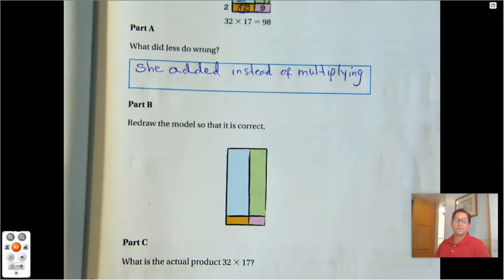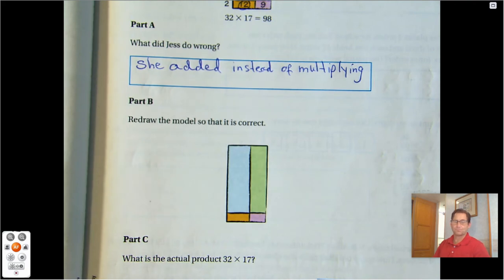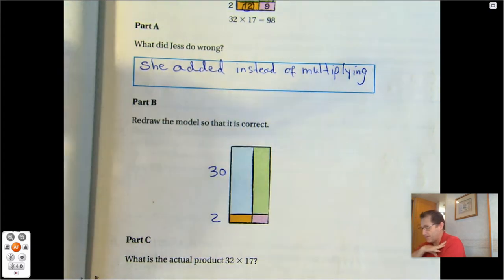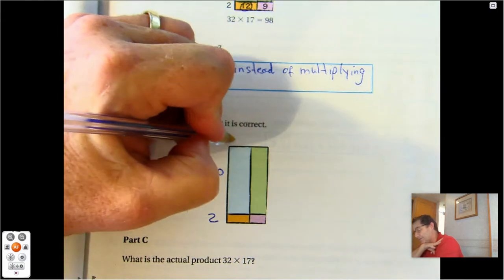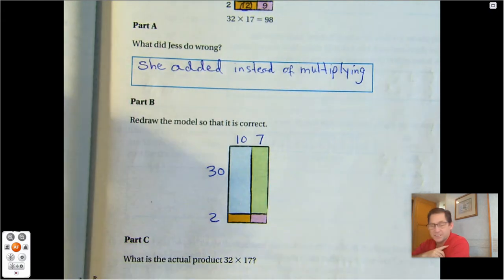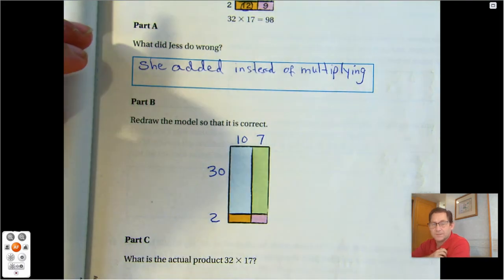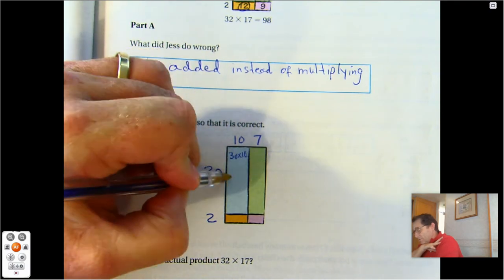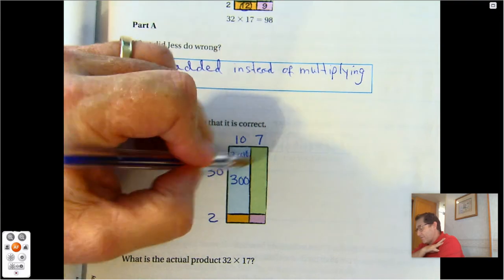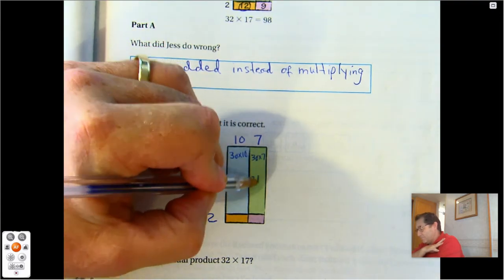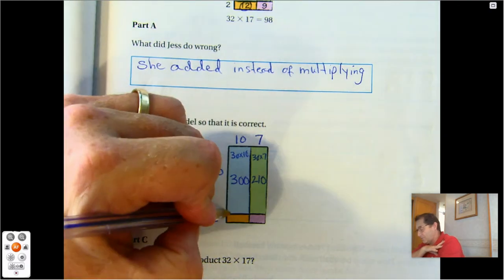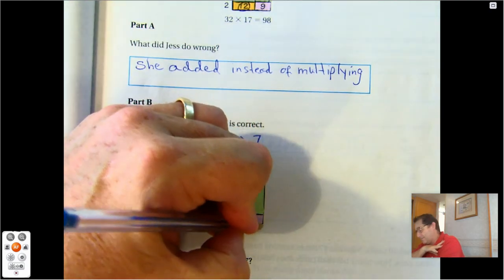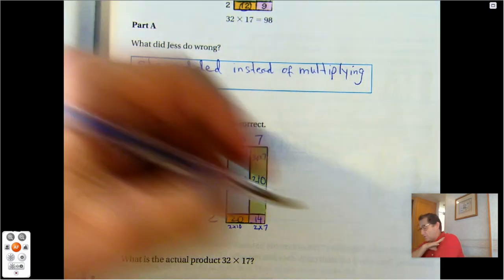Redraw the model so that it is correct. So there was nothing wrong with what she put on the outsides. She broke up the 32 as 30 plus 2. That's fine. She broke up the 17 as 10 plus 7. I suppose Jess could be a boy too, so I don't know. You choose what you want. Okay, 30 times 10, we said was 300. 30 times 7, we said was 210. 2 times 10 was 20. And 2 times 7 was 14. So now add those partial products.